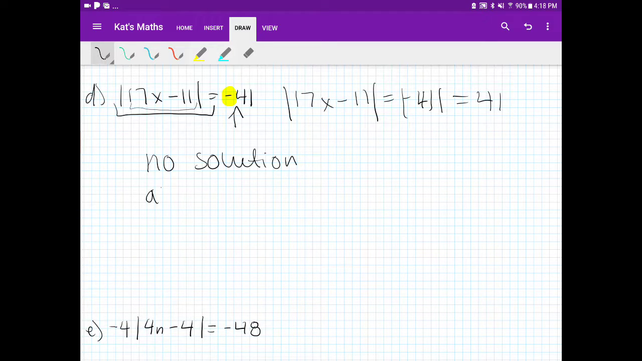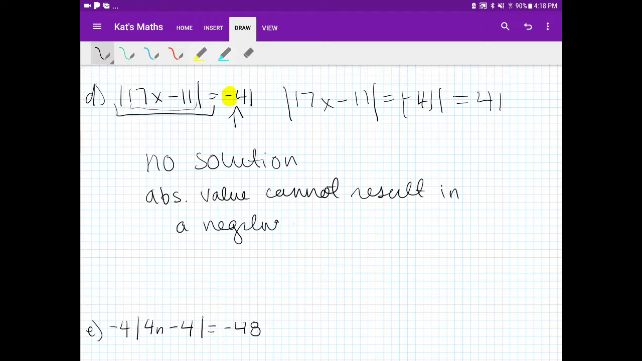The absolute value cannot result in a negative number.